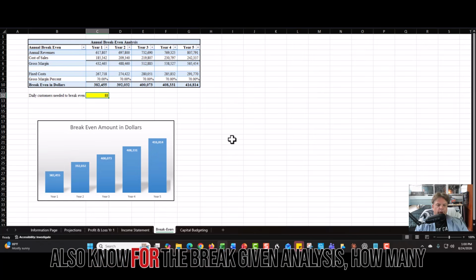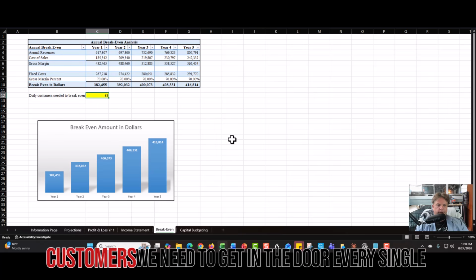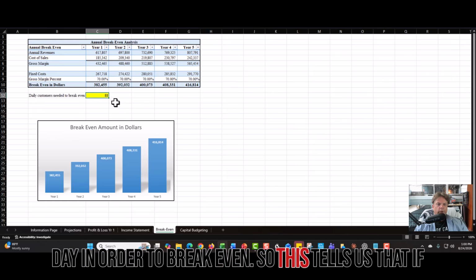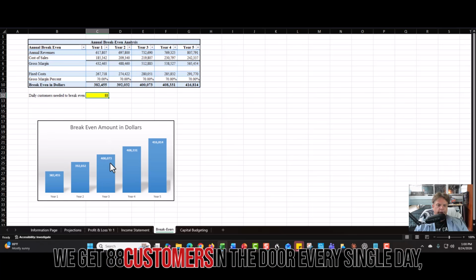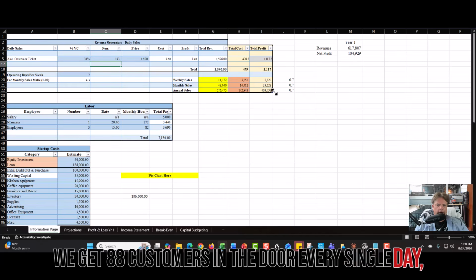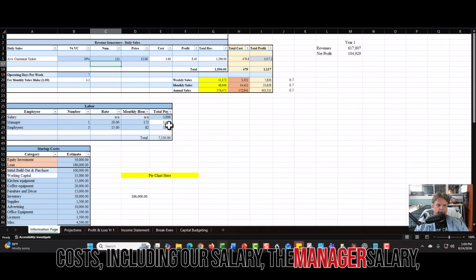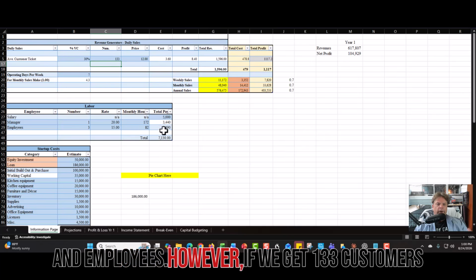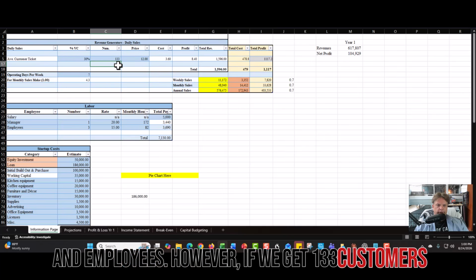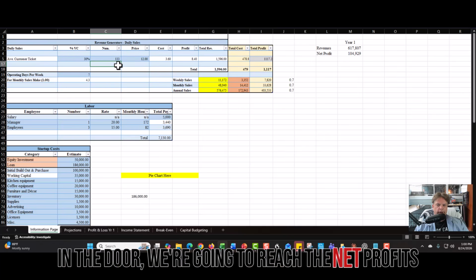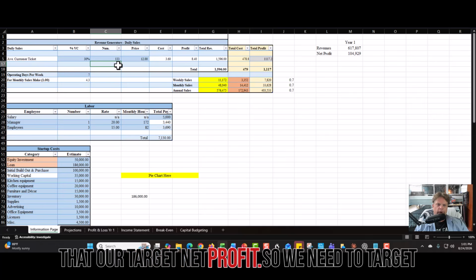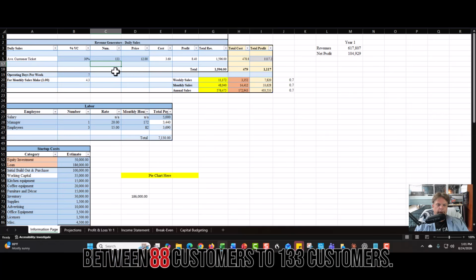And here's the beautiful thing. Now we also know for the break-even analysis how many customers we need to get in the door every single day in order to break even. So this tells us that if we get 88 customers in the door every single day, then we're going to be able to cover all of our costs, including the manager's salary and employees. However, if we get 133 customers in the door, we're going to reach our target net profits. So we need to target between 88 customers to 133 customers.